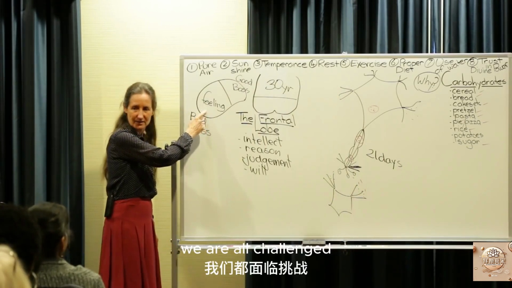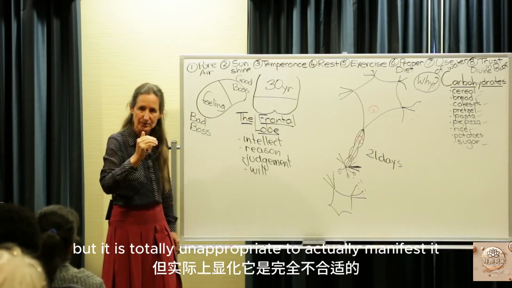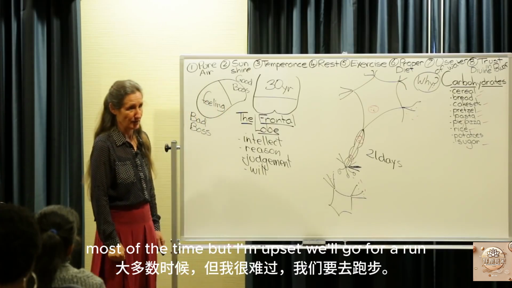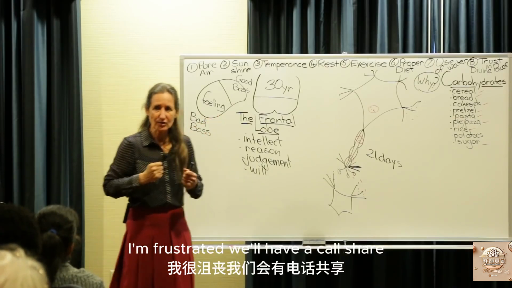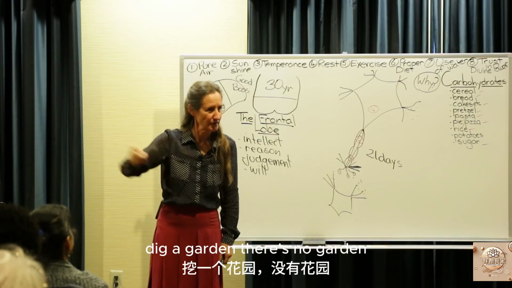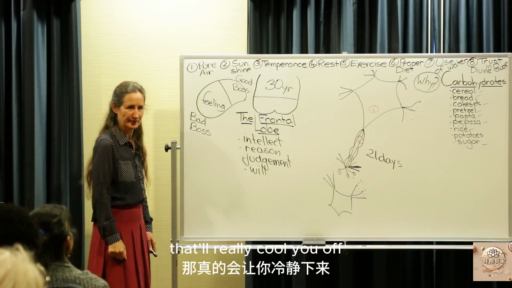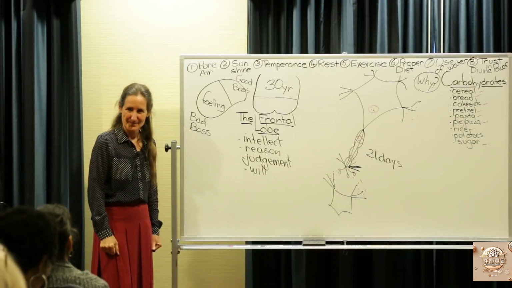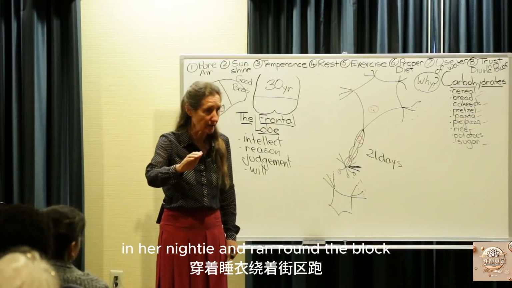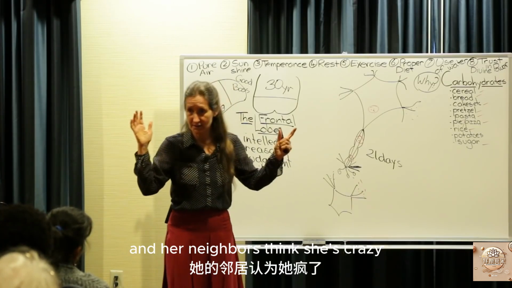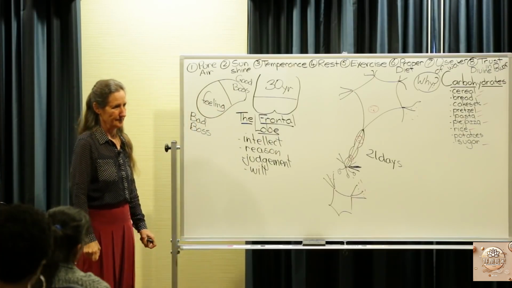We are all challenged. But it is totally inappropriate to actually manifest it most of the time. But I'm upset, we'll go for a run. I'm frustrated, we'll have a cold shower. Dig a garden, there's no garden. We'll run around the block 3 times. But it's snowing, well, that'll really cool you off. It would be better that a mother ran outside in her nightie and ran round the block and her neighbours think she's crazy than she lose it with her children in the kitchen.